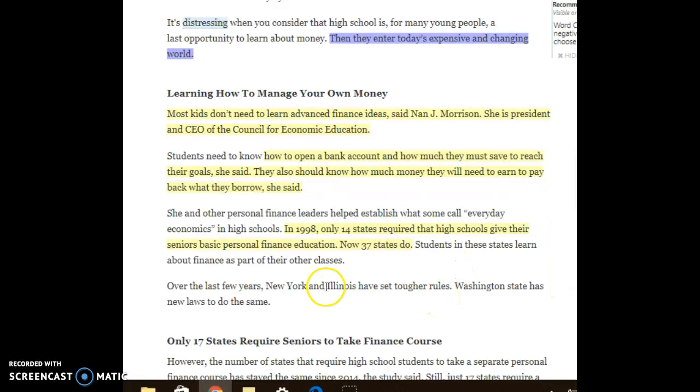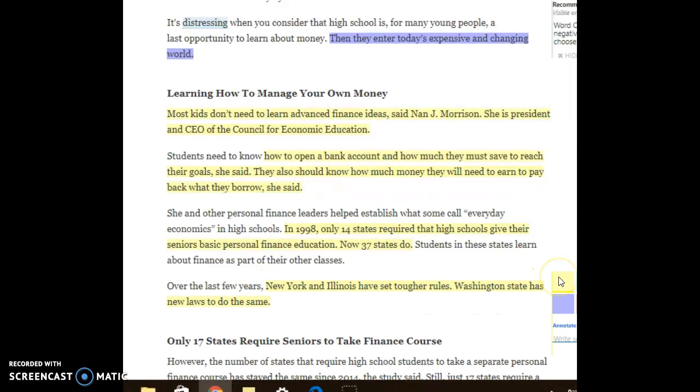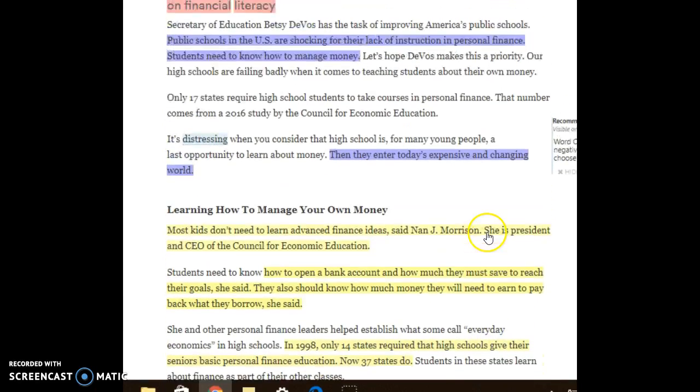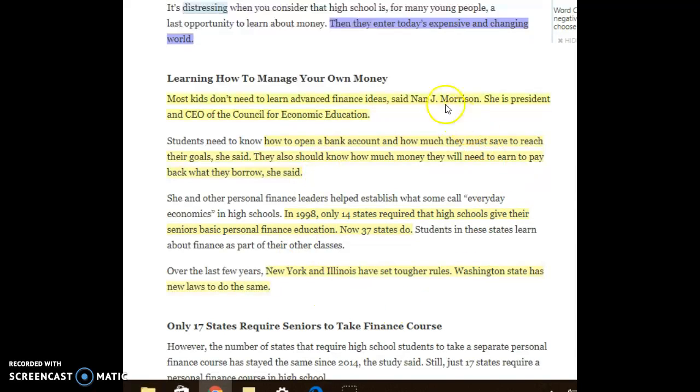And then she gives several other state examples of how they have changed their education laws in order to provide this education to students. So reason number one, this education has been lacking but is now growing, and she supports that reason with all of this evidence, all of these supports.